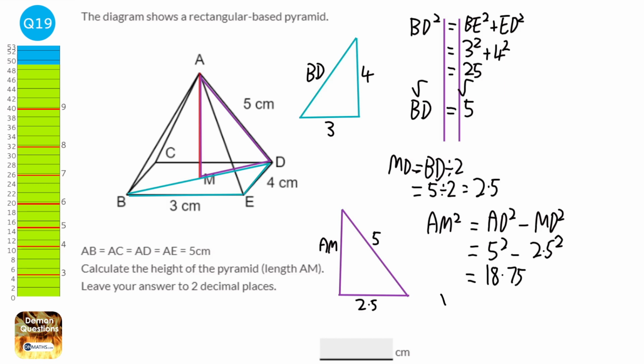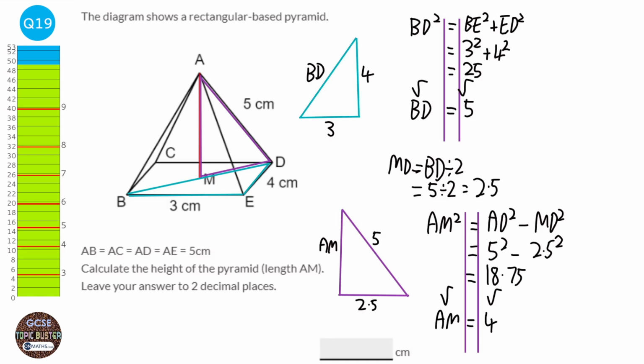18.75. Then we'll square root both sides. I haven't put my tram lines in. Let's get those in as well. Make sure it's all neat and tidy. So we've got AM is equal to 4.330, and because it says 2 decimal places, we want to write down the answer 4.33 centimetres.